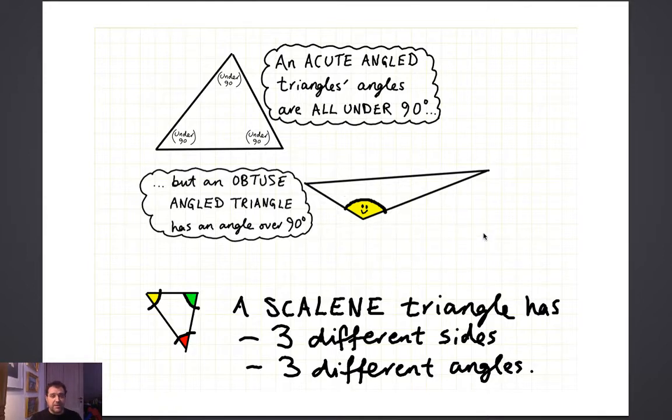So this is about making the point that although all triangles have at least one acute angle in them, they have to have them all under 90 for them to be called acute angled triangles. And then if there's one that's over 90, you can call it an obtuse angled triangle. And of course, as I said before, if you've got one that's got a 90-degree angle, then you can call it a right-angled triangle. Then there's another word, scalene, with three different sides and three different angles. So literally everything different, nothing equal at all.